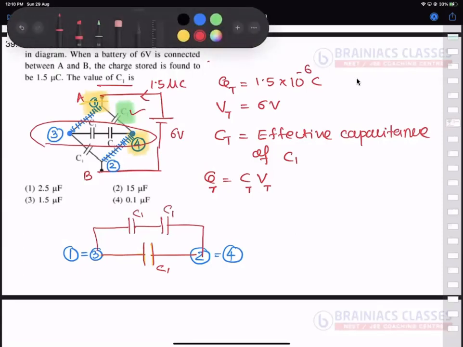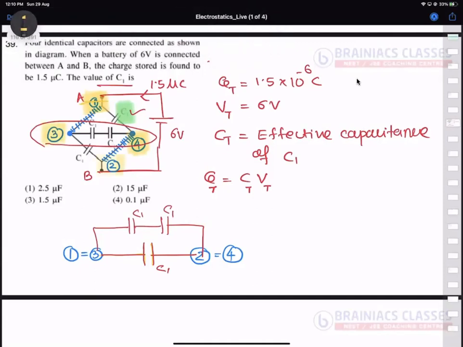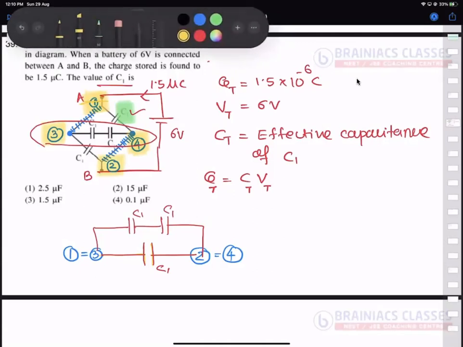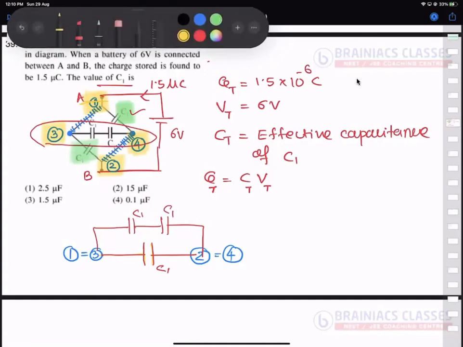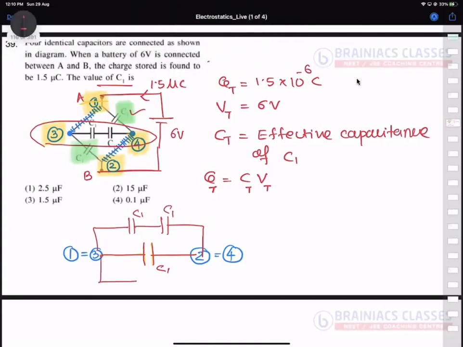Next, again we look into the bottommost part. Between 3 and 2, we have one more capacitor. What is that? Again C1. So 3 is on the left side, 2 is on the right side, and here we have one more C1 capacitor. Now our circuit is a simple circuit. Now this is our connection, and it is easy to solve.